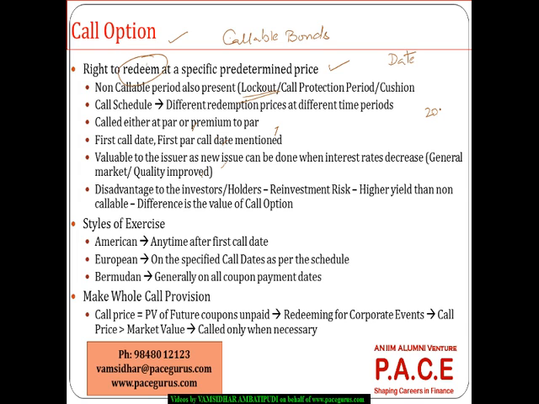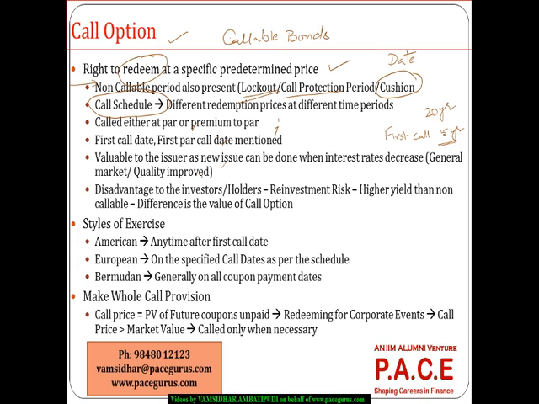So let's say I'm talking about a 20-year bond that is typically issued, and the first call date is after 5 years, which means this initial 5 years is called a lockout period, or sometimes people call it a call protection period or a cushion period, which means during this period the company cannot typically call back the bond. So there is some period for which the non-callability also exists.